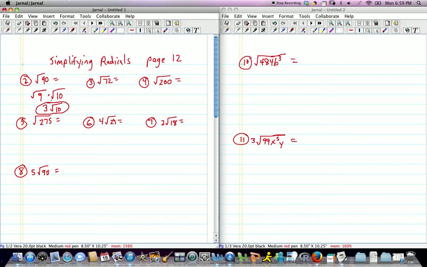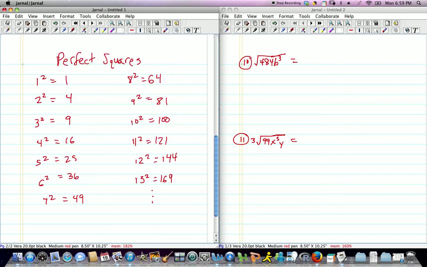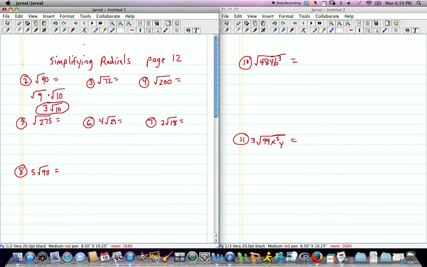So you can see how this works. We're going to do the same thing a little bit faster here with number 3. Number 3 is 72. We're looking for the biggest perfect square, so I go over to my list and I say, well, I think 36 goes into 72, so I'm going to use that. So I'm going to rewrite this as the square root of 36 times the square root of 2. I take the square root of 36 and get 6, keep the square root of 2, problem is solved.